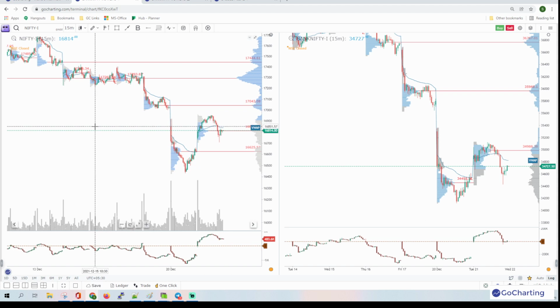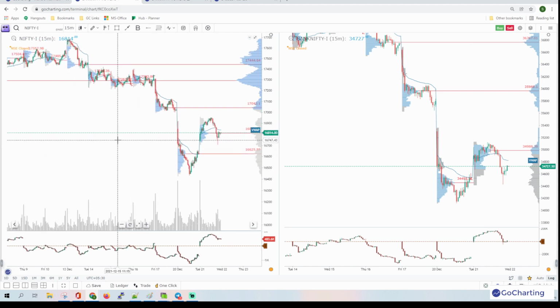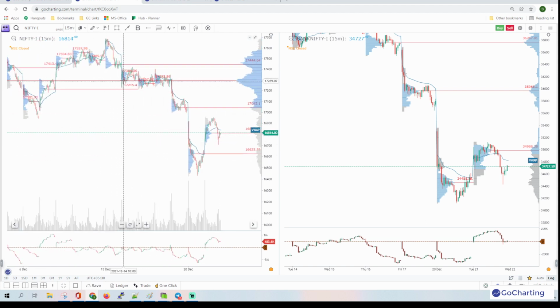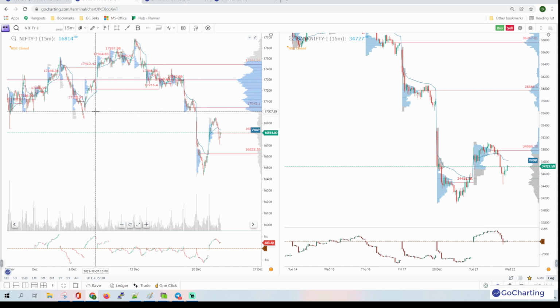Now if you see what has happened in the charts, we have gapped down below this region. We had this consolidation, we have this consolidation. So these were the previous lows, etc. We have gapped down below this region, and now we've tried to scale back to the top of that gap down range.